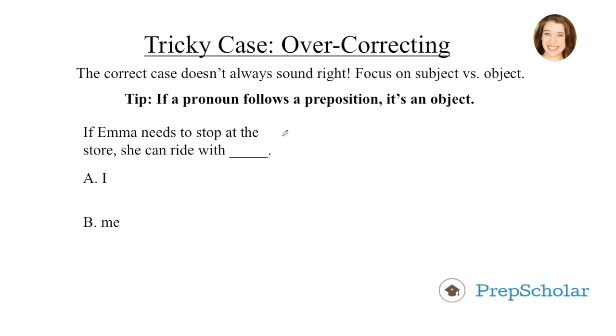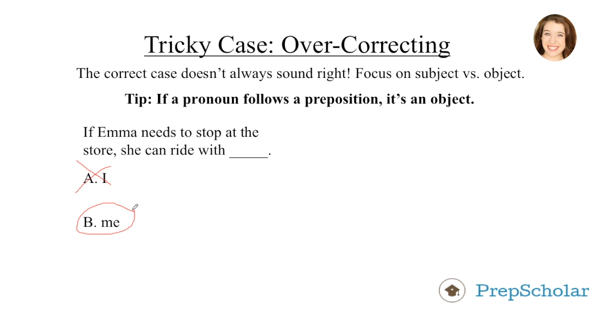I or me isn't taking any action in this sentence. Rather, I or me would be the recipient of an action, being able to take a ride with someone. That means we're looking for the object case. I is the subject case, so we wouldn't use that. Rather, we would say she can ride with me.